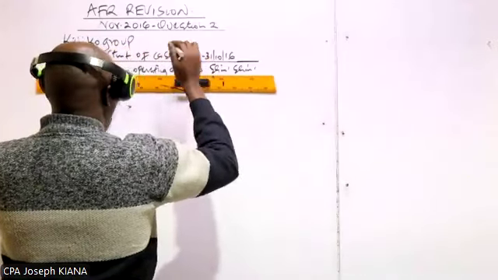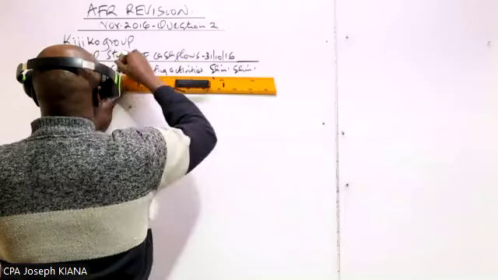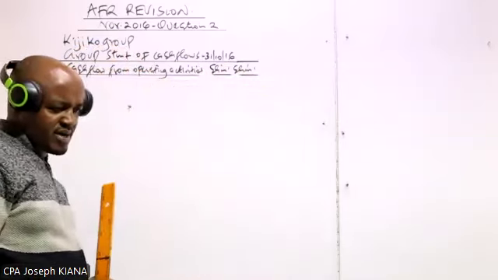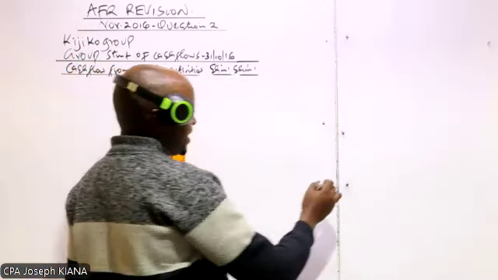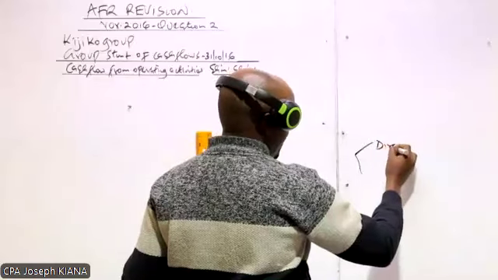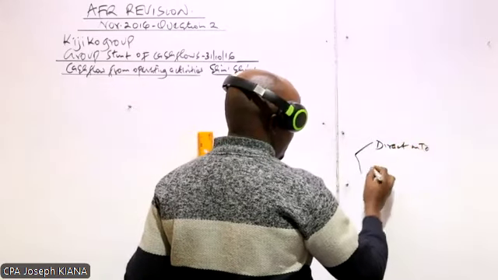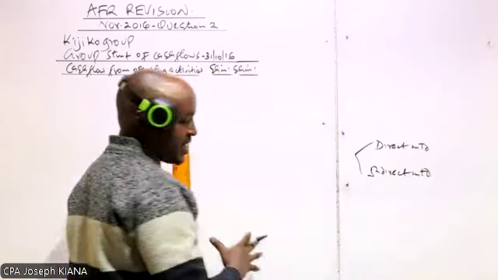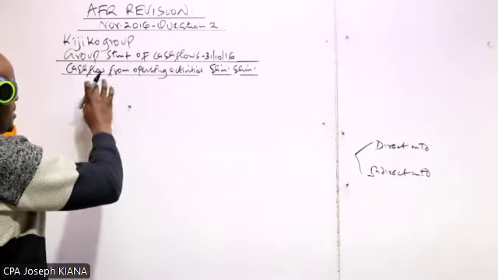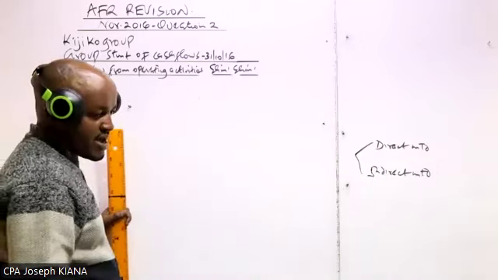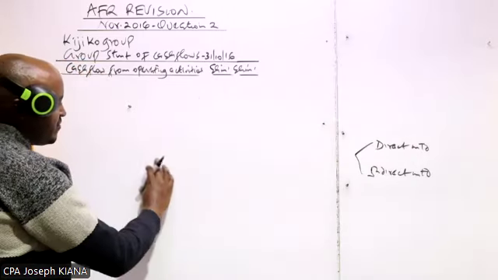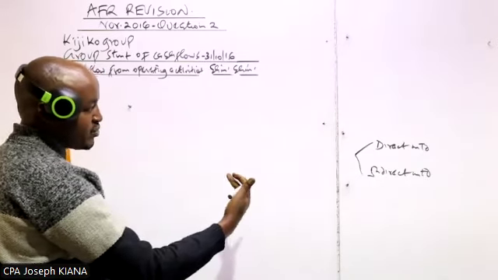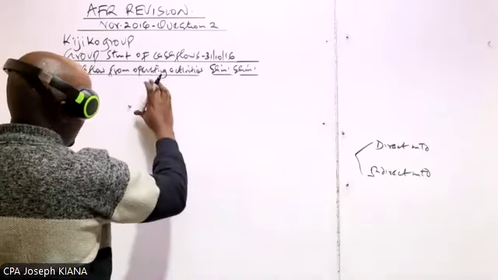Now, what is the difference between the direct and indirect method of presenting a statement of cash flows? That is what you need to remember. Basically the difference is how we determine the cash flows from operating activity. In terms of how we determine the cash flow from investing and the cash flow from financing, we use the same approach under the 2 methods. So the only difference is here.